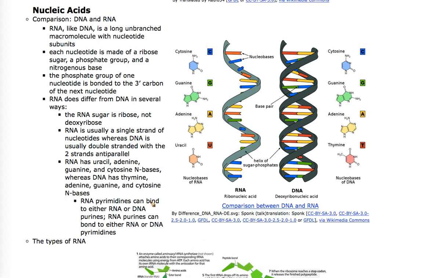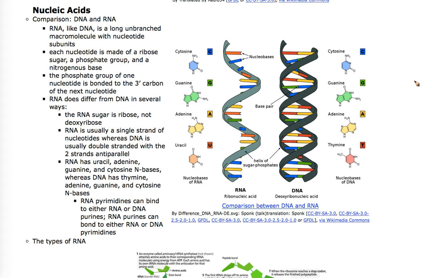So, as it turns out, RNA cytosine can bind to DNA guanine. RNA guanine can bind to DNA cytosine, and RNA adenine can bind to DNA thymine. RNA uracil can bind to DNA adenine.